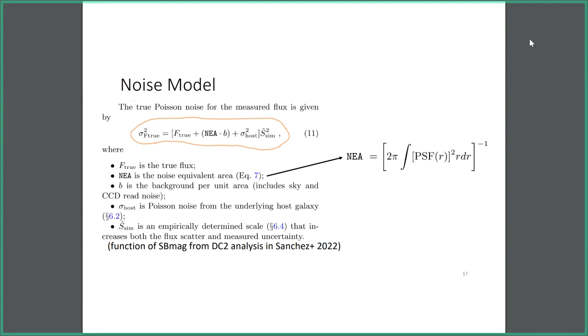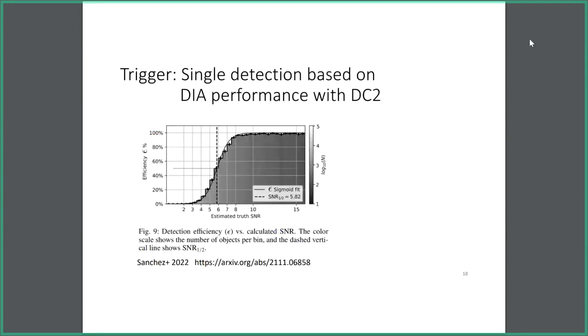Next slide. So this is the trigger model. It's a single detection, and it's based on how DIA performed with DC2. So this is the efficiency for detecting as a function of signal to noise. And a good way to characterize it is at 50% efficiency, the signal to noise is 5.8. But it's not an exact step, it's a curve. Okay, next slide.